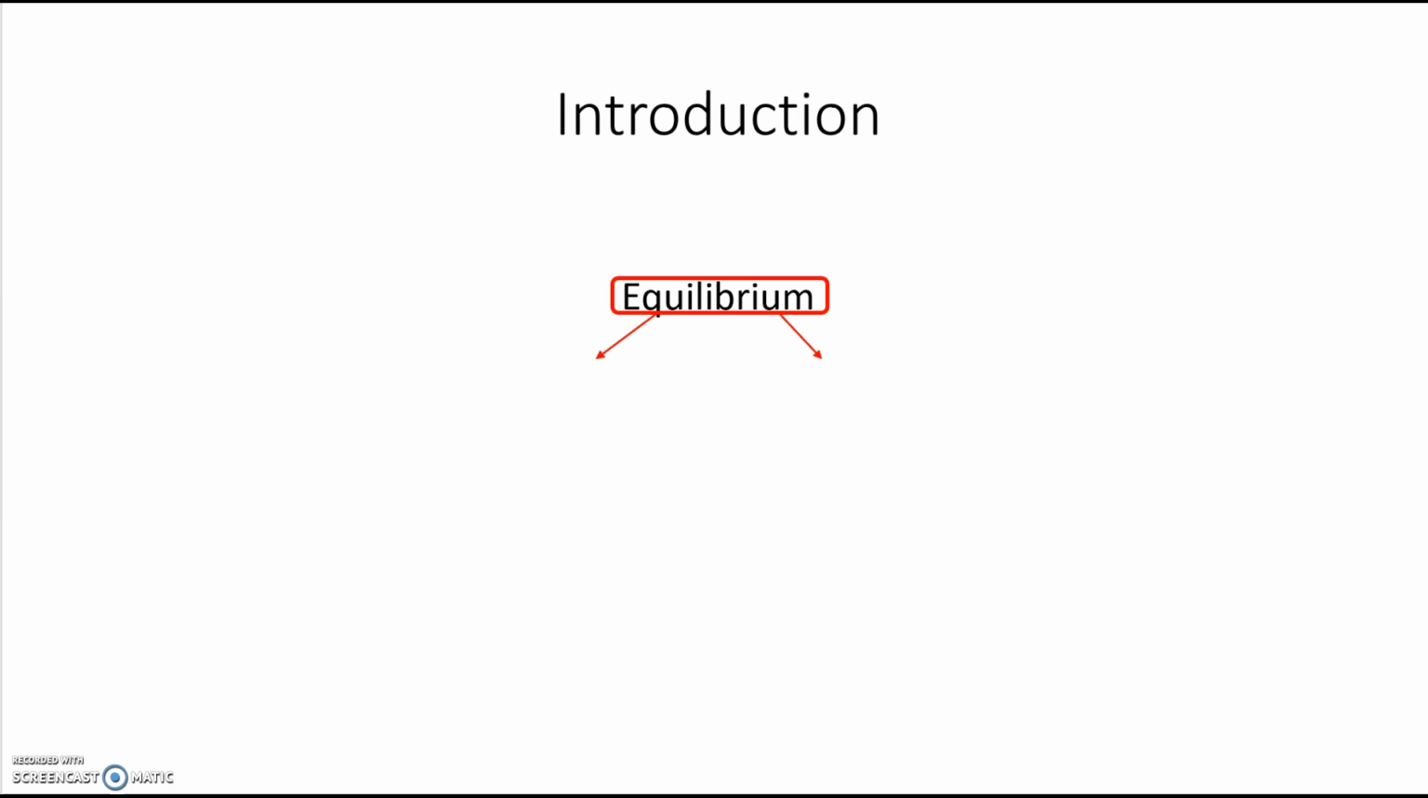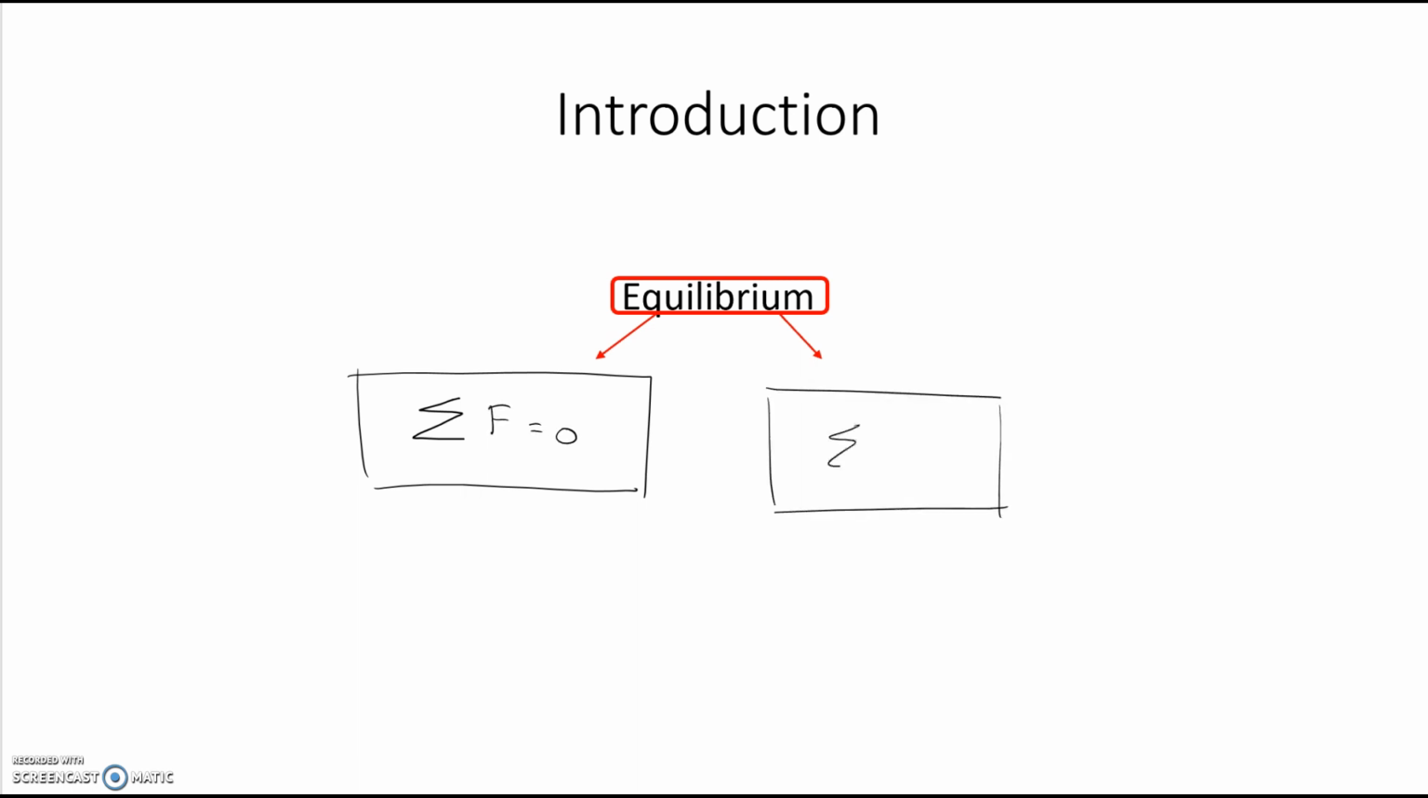An object is described as being in equilibrium when both the resultant force is zero and the sum of all the torques acting on it is zero. So that means that, and this is mathematical notation, the sum of all the forces is equal to zero and the sum of all the torques, which we looked at in a previous video, is equal to zero.